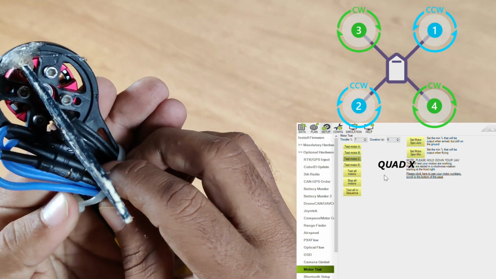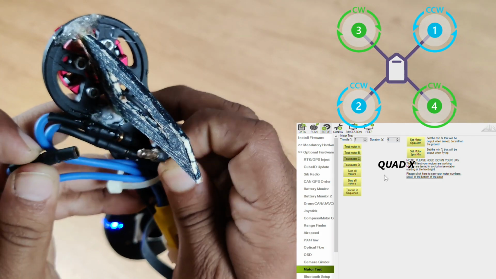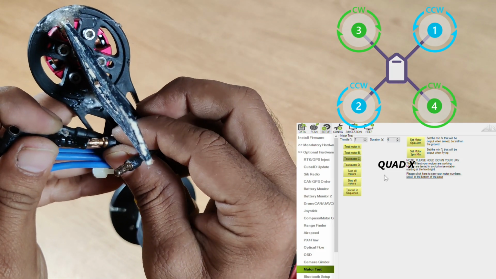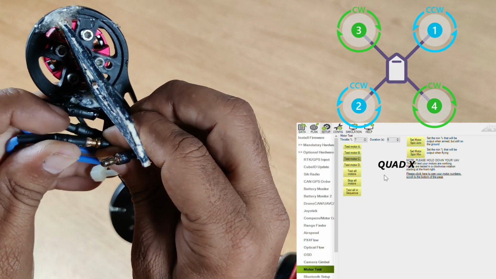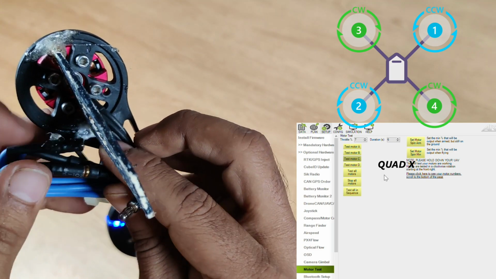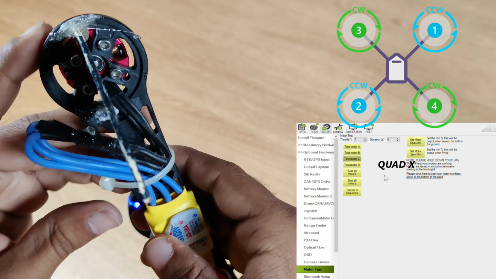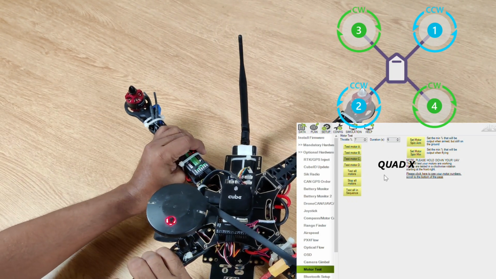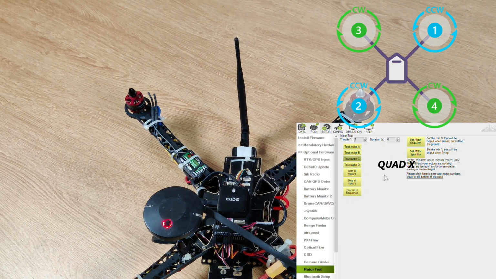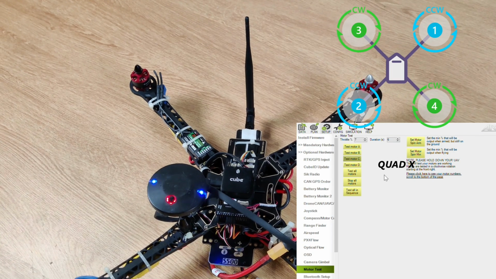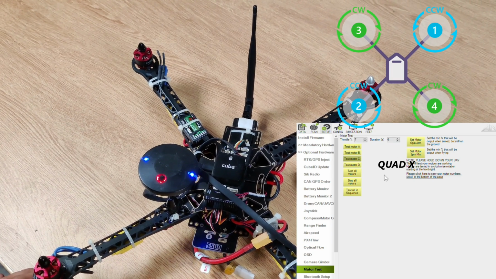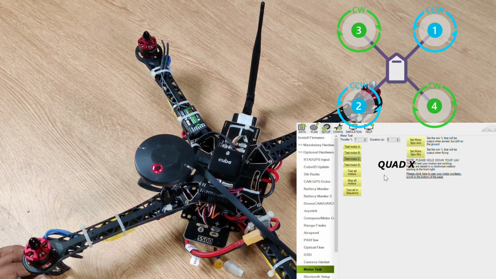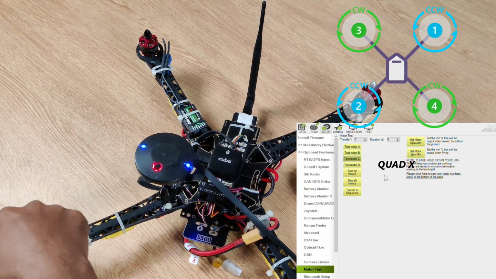You can see, swap any 2 wires and the motor rotation is changed. And verify all the motors' rotation like this. If any motor rotation is reversed, you can simply swap any 2 of 3 wires and the motor rotation is changed. And I hope you will understand.